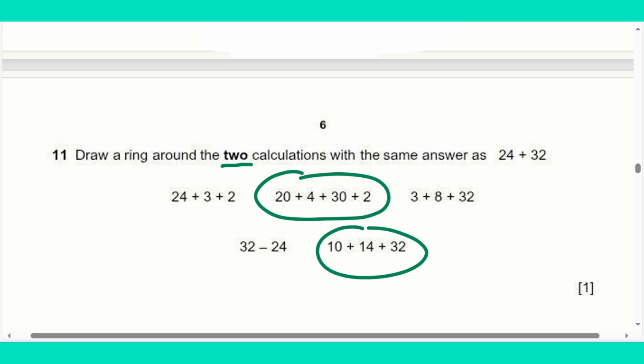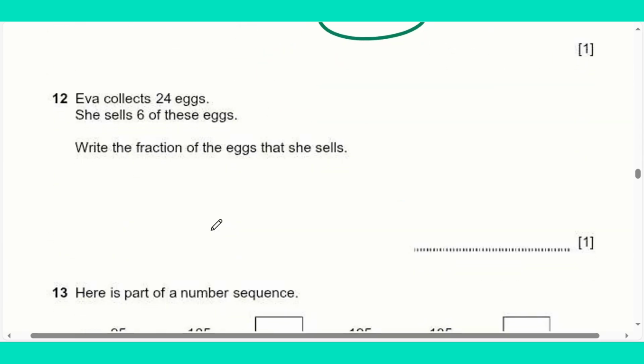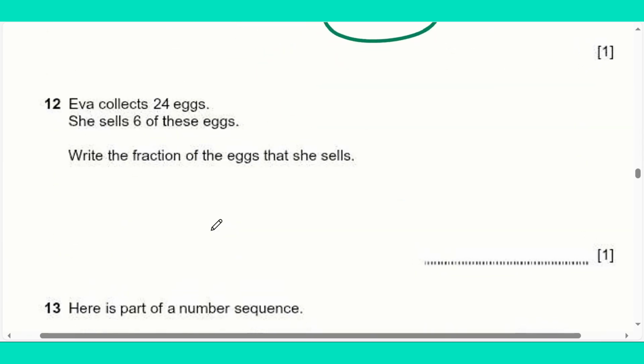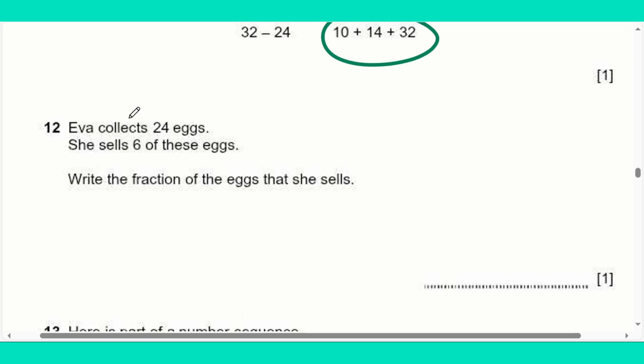So in here 24 is broken down into 20 plus 4, and 32 is broken down into 30 plus 2, while in this one 24 is broken down into 10 and 14, and 32 remains, and the rest is wrong. Okay, let's move on. Number 12. Eva collects 24 eggs. She sells 6 of these eggs. Write the fraction of the eggs that she sells.